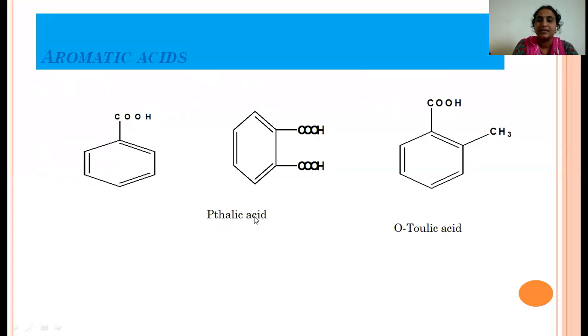Phthalic acid. Whereas here, this aromatic compound is connected to a COOH group as well as CH3. Generally, on the benzene, if only one substituent, that is a methyl group, is present, that name is called toluene. So here, adjacent to this toluene, the COOH group is present. Hence this is the ortho connection, and this compound is called orthotolic acid.